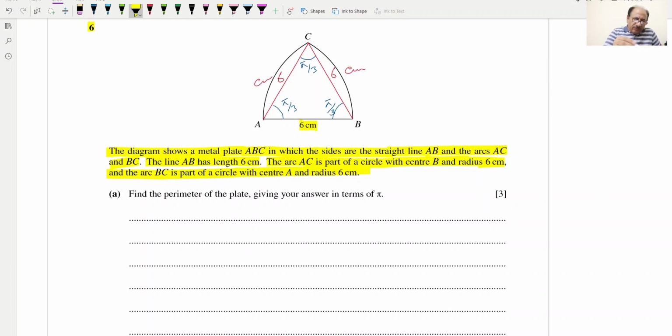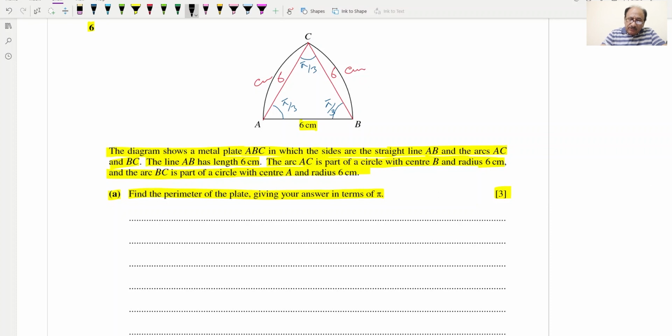They are saying, find the perimeter of the plate, giving your answer in terms of pi, and this is a 3 marks question. So what will we be doing? We need the perimeter basically.